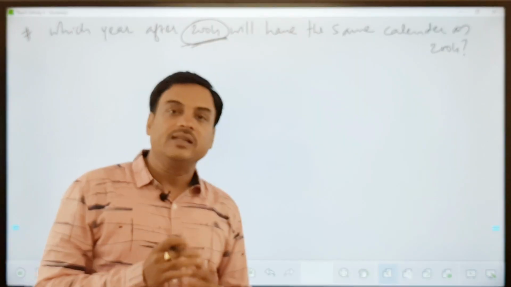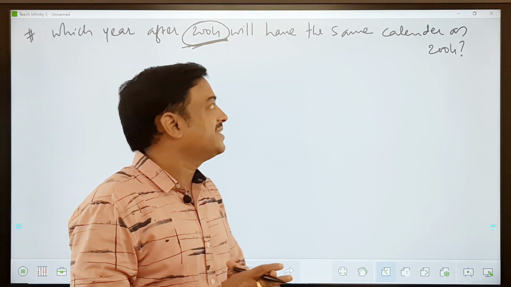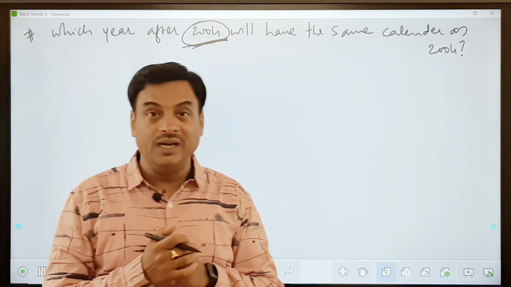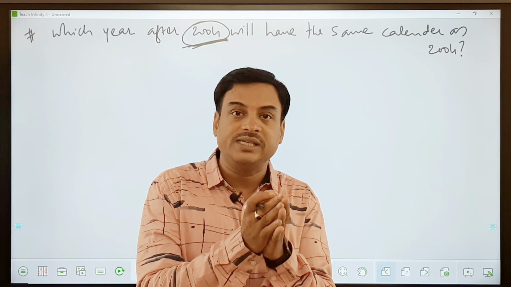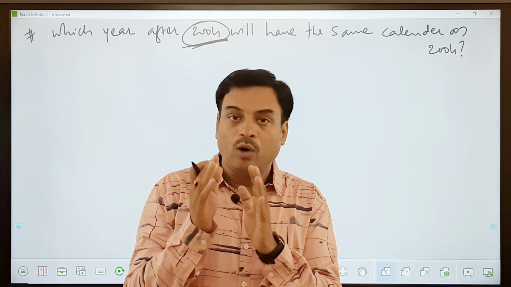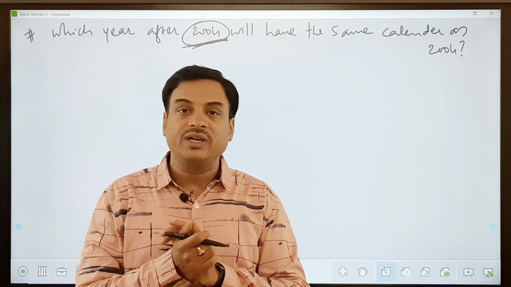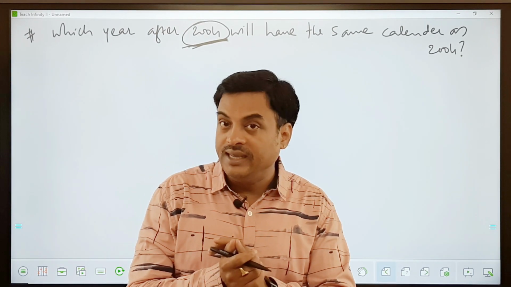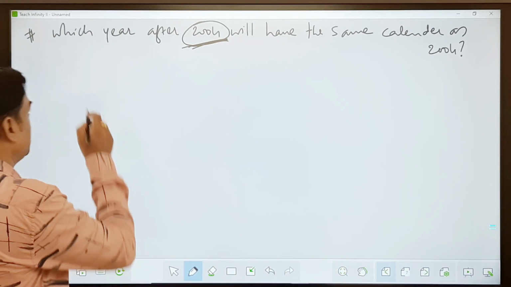Okay. Now let's see another type of question in calendars. The question is, which year after 2004 will have the same calendar as 2004? Friends, 2 things to remember. 1, you want a calendar similar to 2004's. That means 2004 is a leap year. You want a similar calendar means the year I am looking at also has to be a leap year. That is 1. Second, similar calendar means what? If 2004 started with Monday, I want a calendar which again starts with Monday, with a leap year. So this is what the question is, and when will I get that.